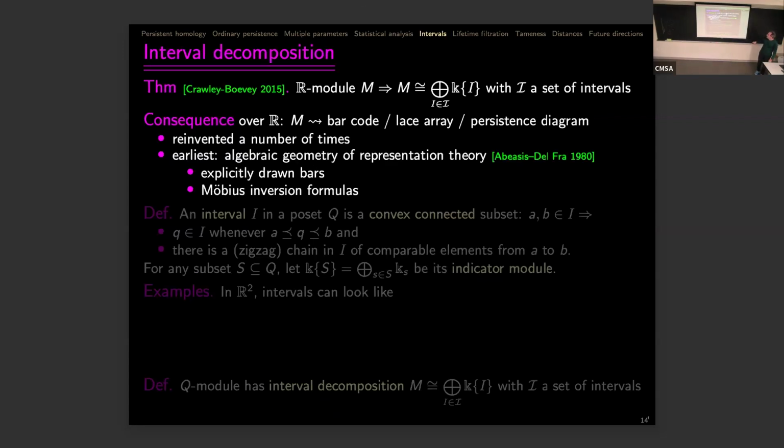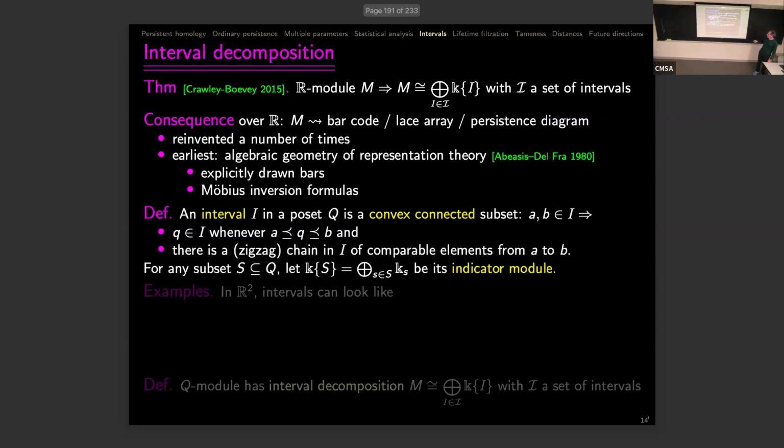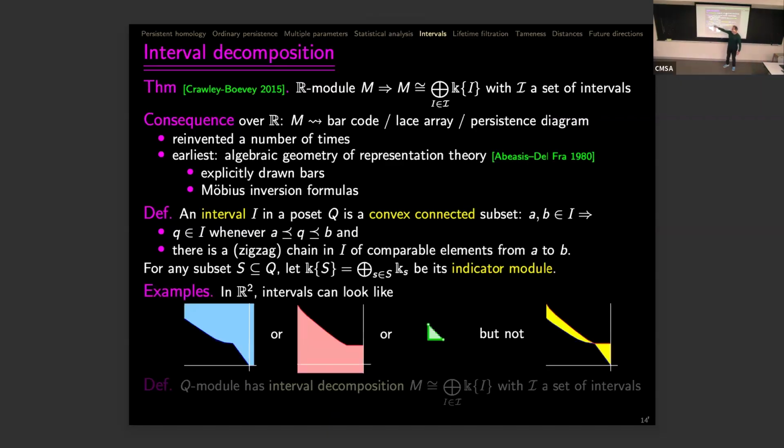Okay, so in higher dimension, in more parameters, an interval is a convex connected subset. Convex means poset convex, not ordinary convex. That means that it's more or less an intersection of an upset and a downset. So this is an upset, it's closed under going up in the order. This is a downset, it's closed under going down in the order. The intersection of those two is poset convex, but it needn't be actually an interval.